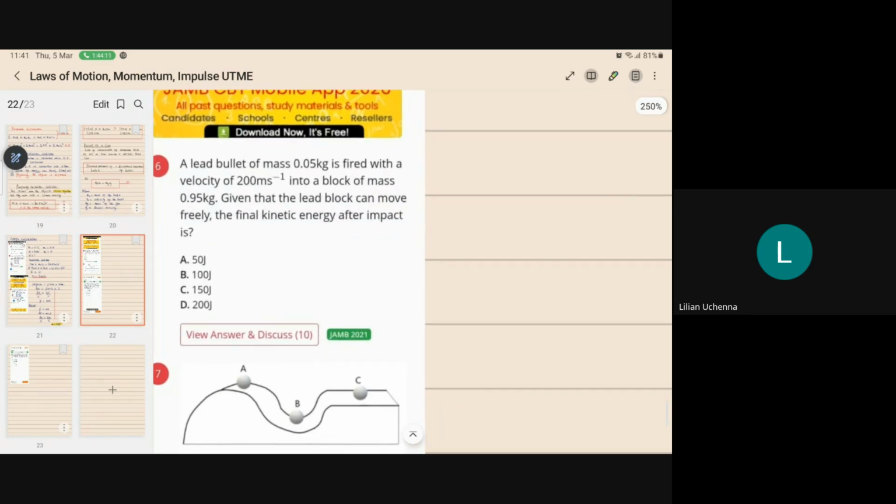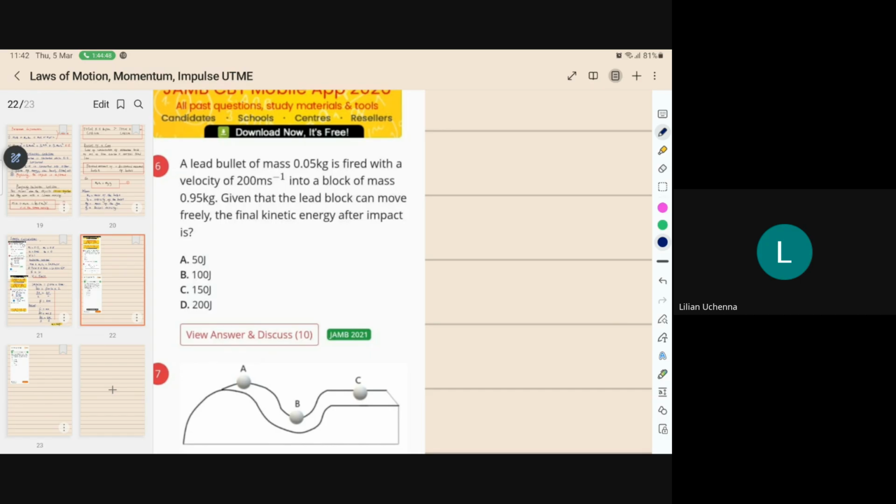All right, so look at this one. A lead bullet of mass 0.05 kg is fired with a velocity of 200 meters per second into a block of mass 0.95 kg. If it is fired into a block, it means that the block is not moving. Given that the block can move freely, the final kinetic energy after the impact is what they asked us to find. That's another statement.